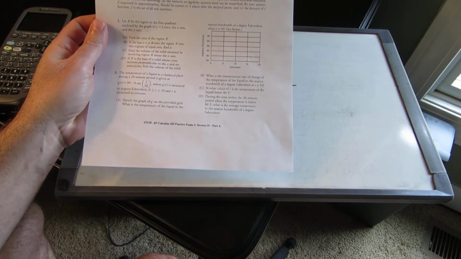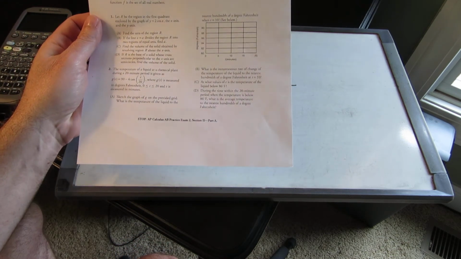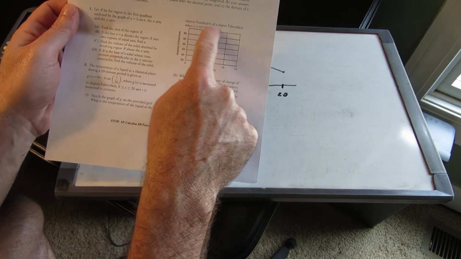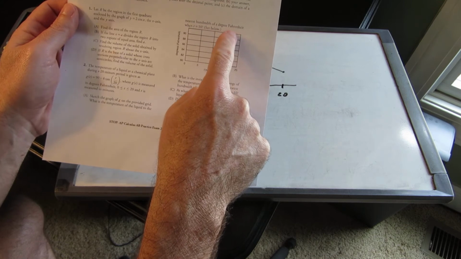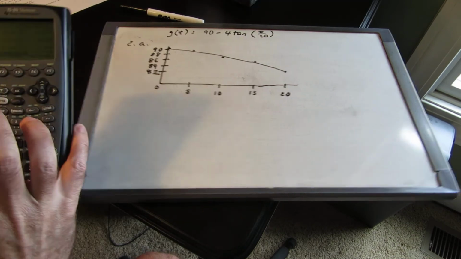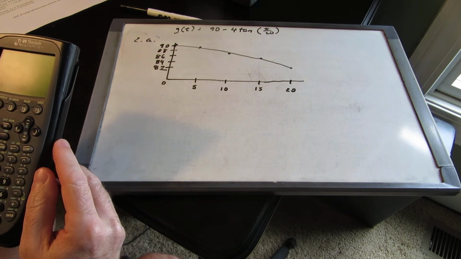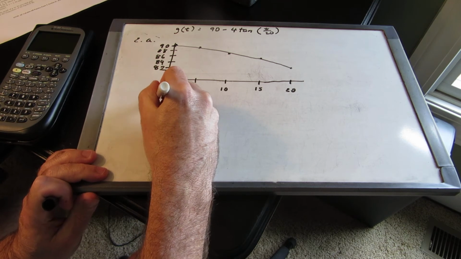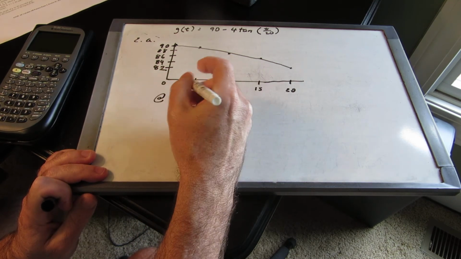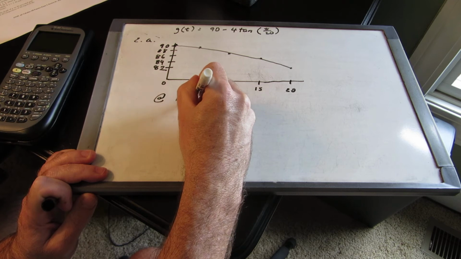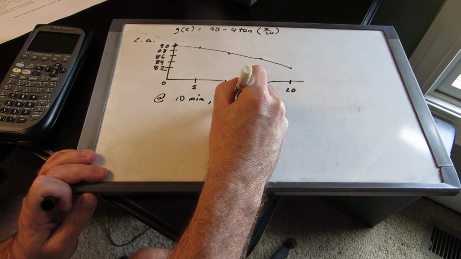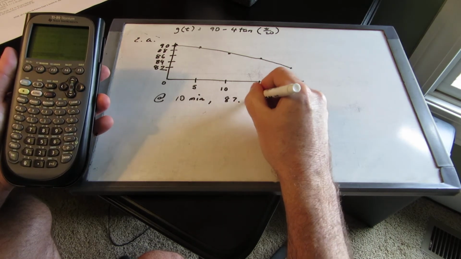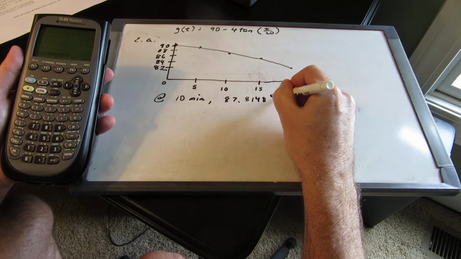Part B says, what is the instantaneous rate of change of temperature of the liquid to the nearest, oh, excuse me, what is the temperature of the liquid to the nearest hundredth of a degree when the time is 10? Okay, so we already did that. When it was 10, it's 87.8148. So at 10 minutes, 87 point, you just go back and look at your calculator, 0.8148 degrees Fahrenheit.